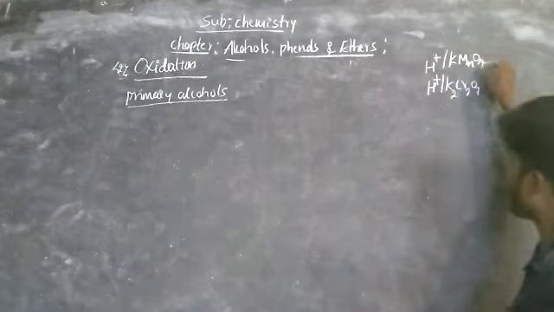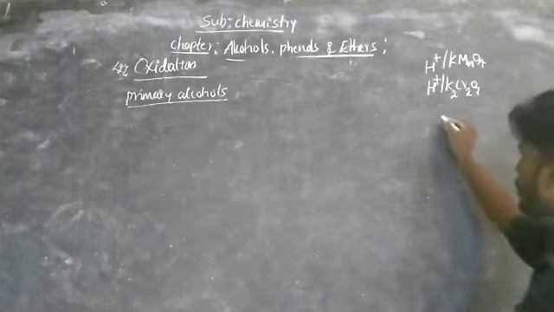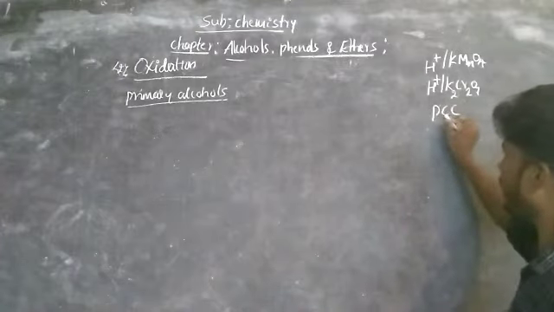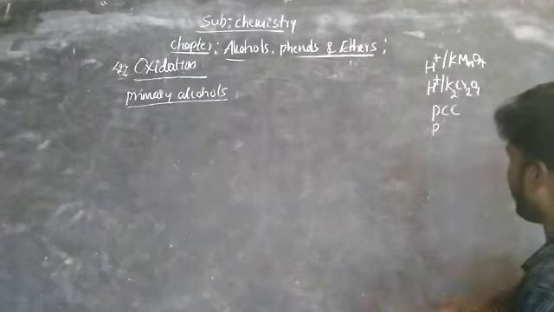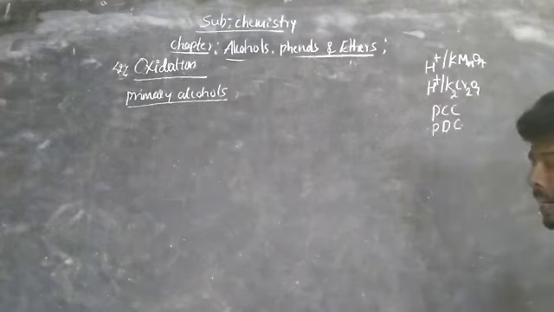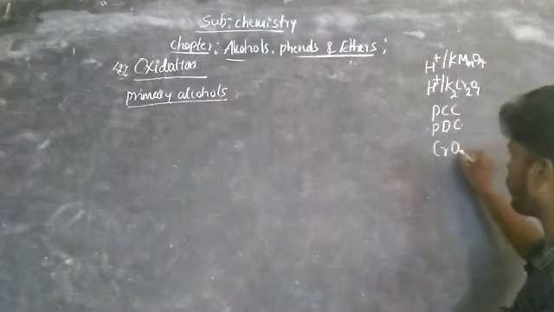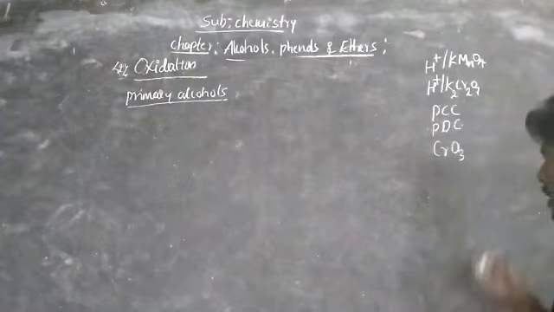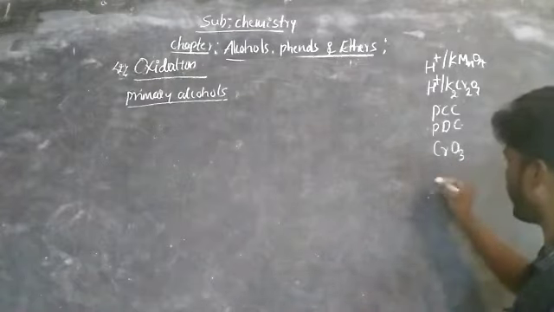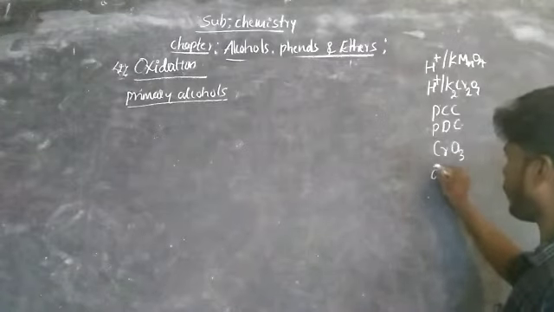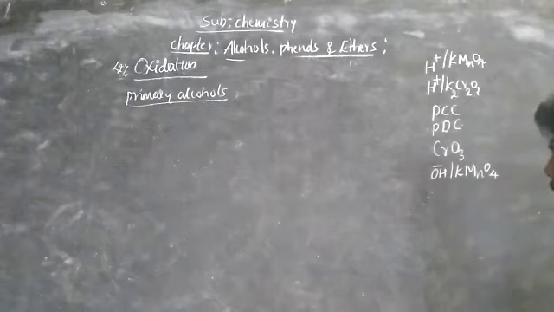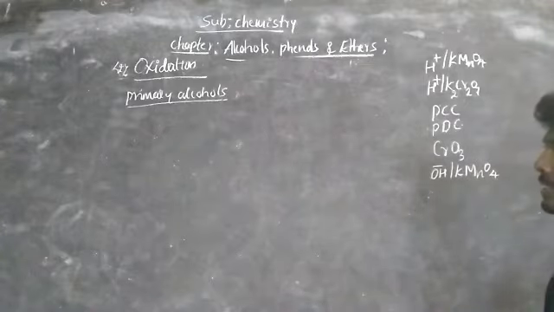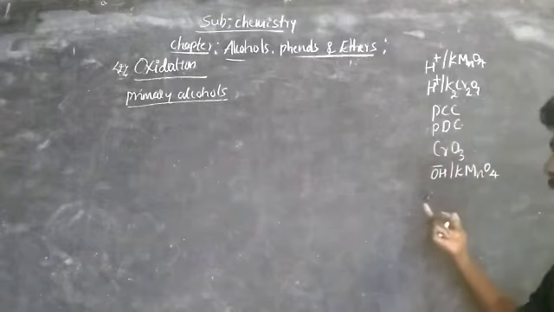KMnO4, potassium permanganate, potassium dichromate, or we also use PCC, pyridinium chlorochromate, or PDC, pyridinium dichromate, and also we can use chromic oxide CrO3 in acidic condition, and also oxidizing agents like basic KMnO4, alkaline KMnO4. There are so many oxidizing agents. These are some particular oxidizing agents used to oxidize alcohols into aldehydes or ketones.